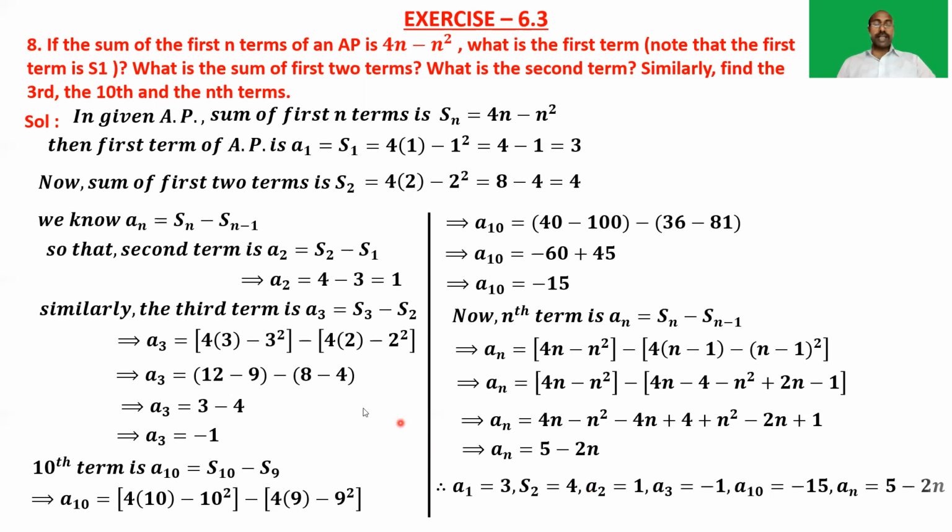In other way also we can solve this problem. After finding A2 is equal to 1, already we got that A1, that is first term, is 3. And after finding A2, we can find the common difference D is equal to A2 minus A1. And after that, we can find sum of first two terms. And we can find second term A2, that is A plus D, and third term A plus 2D, 10th term A plus 9D, Nth term A plus N minus 1 into D. In that way, you can solve in these two methods.